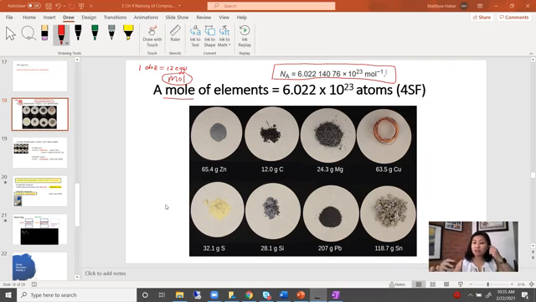A group of individual particles is called a mole. A mole is abbreviated as mol, and a mole contains this many individual particles. It's like a billion of a billion of a billion particles.